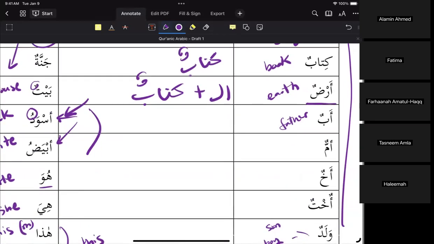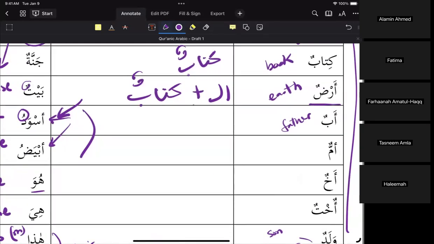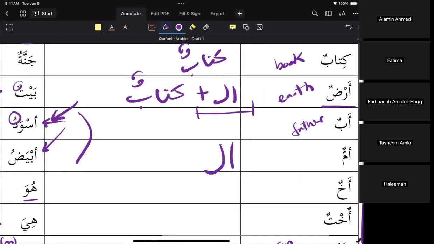Okay, so how do we do this? You'll find that there are some particles or words in Arabic that cannot stand by themselves. They need to be connected. They are joined letters or words. Alif lam is one of them. You cannot have al kitab like this. It needs to be connected. So you just simply connect this lam with the first letter of the word. Okay, al kitab.